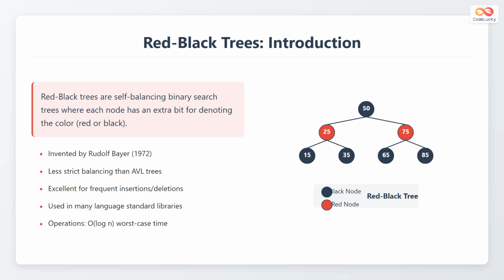Now let's dive into Red-Black trees. Red-Black trees are self-balancing binary search trees where each node has an extra bit that denotes the color, either red or black. Rudolf Bayer invented them in 1972. Red-Black trees have less strict balancing compared to AVL trees, making them excellent for situations with frequent insertions and deletions. They're used in many language standard libraries. Similar to AVL trees, Red-Black trees also ensure that operations take O(log n) time in the worst case. In the diagram, black nodes are in solid black color and red nodes are in solid red color.